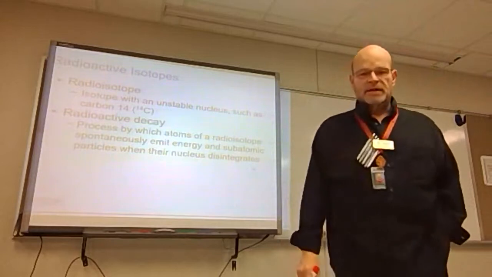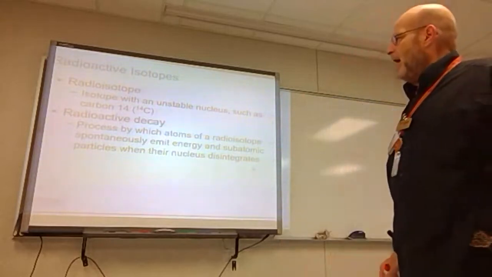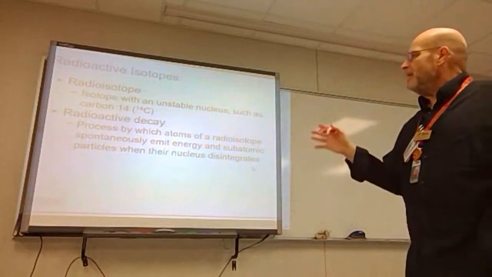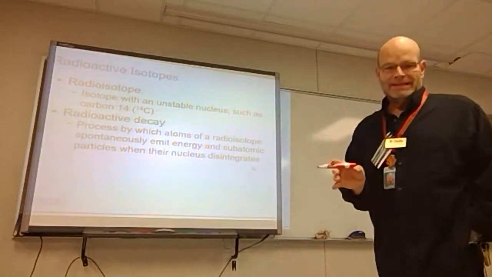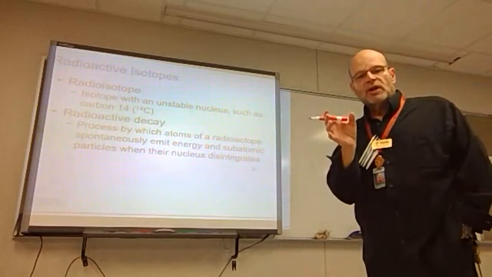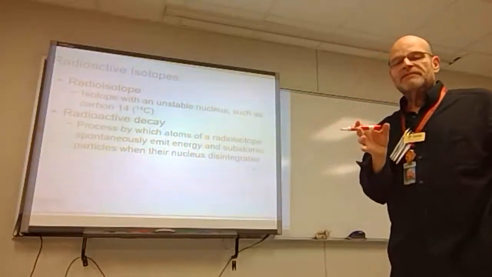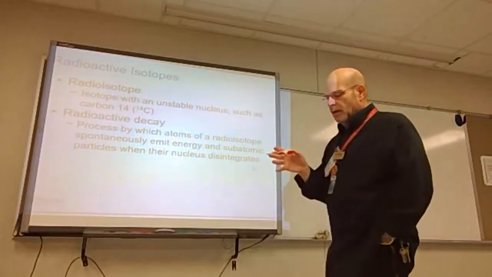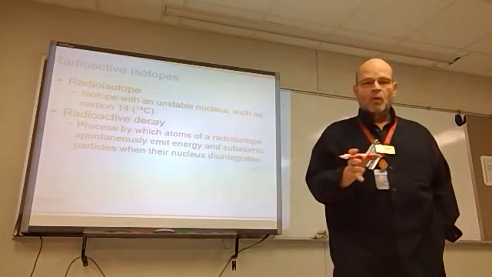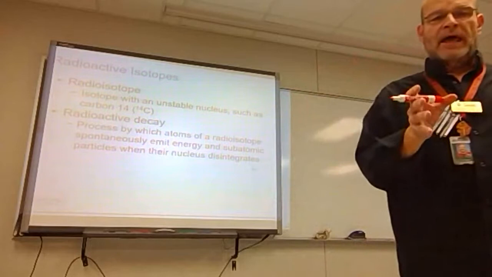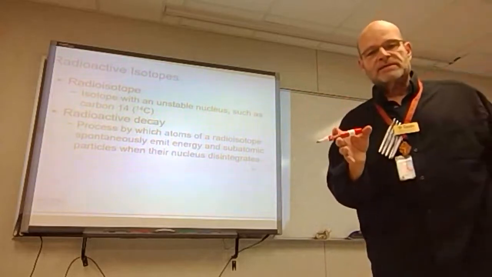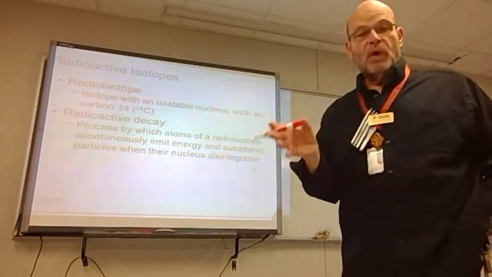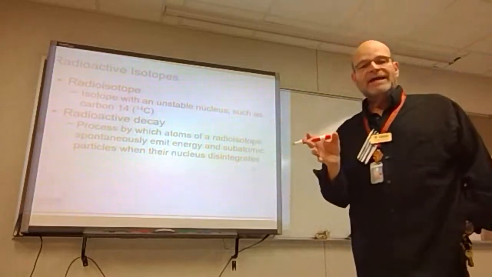A radioisotope is an isotope of an element that has an unstable nucleus. The nucleus actually will break apart and pieces of it can come off. And this happens at a very predictable rate. We know that certain elements have these radioisotopes, and we know that those isotopes are going to break down at a predictable rate. That's how aging is done.